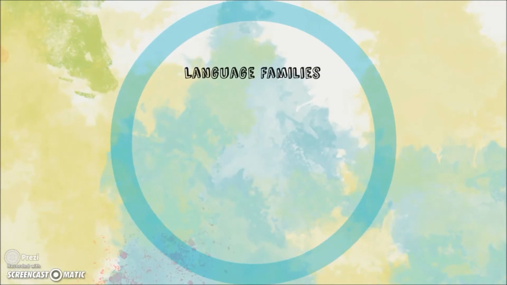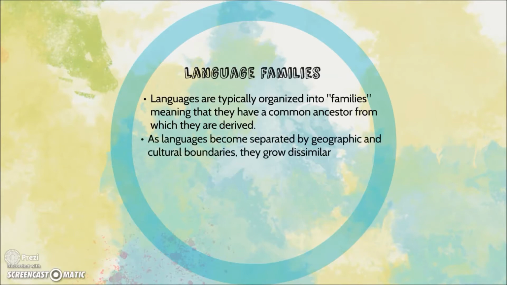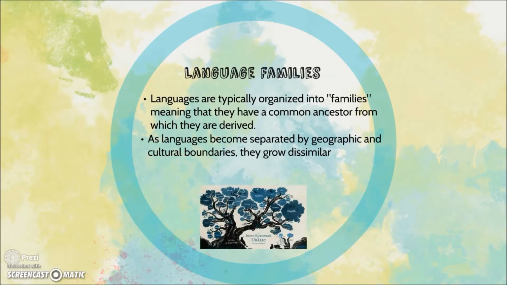Next, let's briefly consider what a language family is, because this is crucial to understanding English. A language family is basically a group of languages that share a common ancestor. These languages were once one language, which became differentiated as groups of speakers became separated and lost contact with each other.